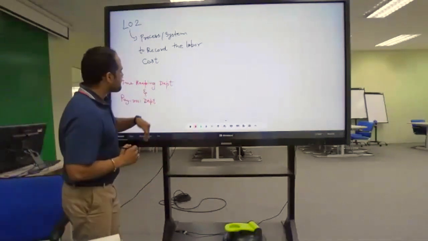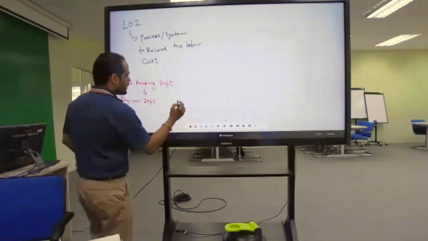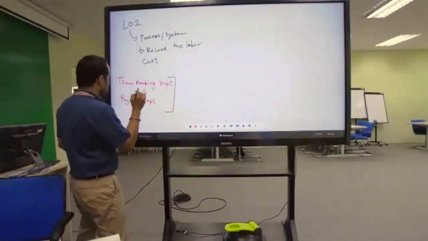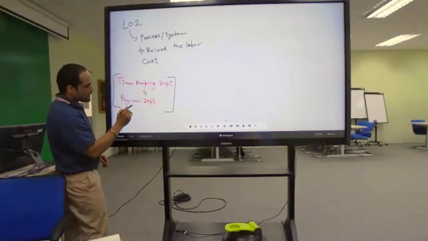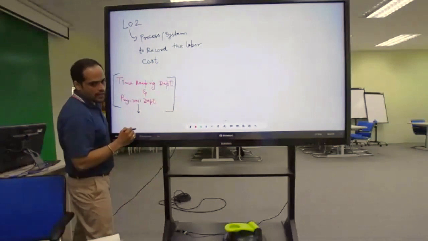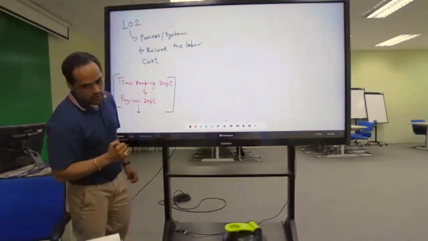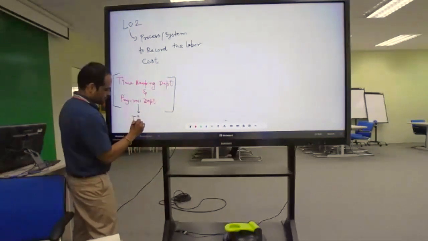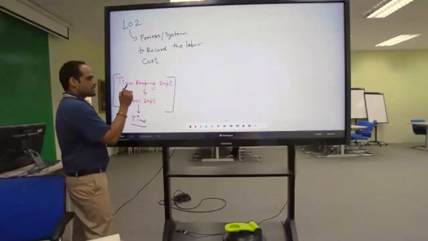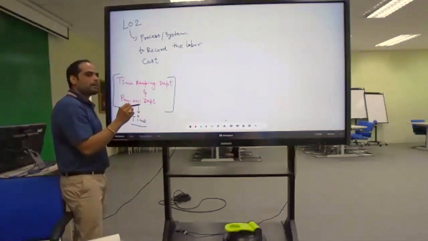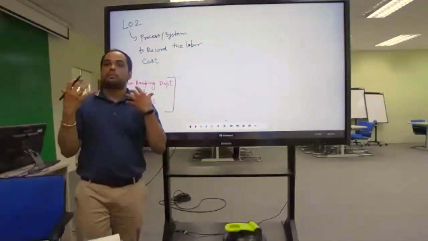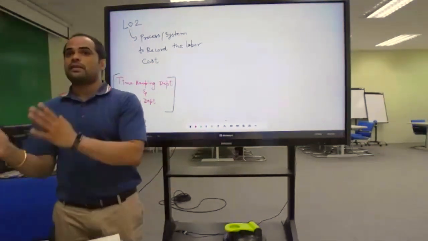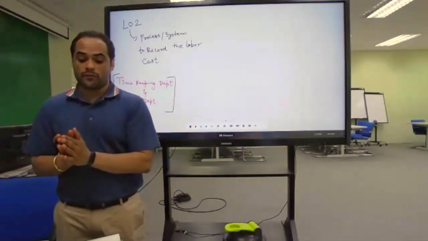What do these two departments do? These two departments keep the information about time. The timekeeping department and the payroll department keep information about time, what time workers start, what time they finish. These two departments are responsible for that.